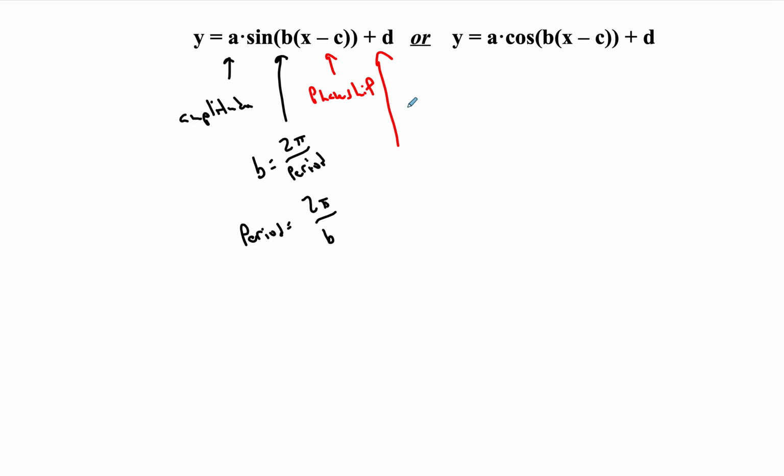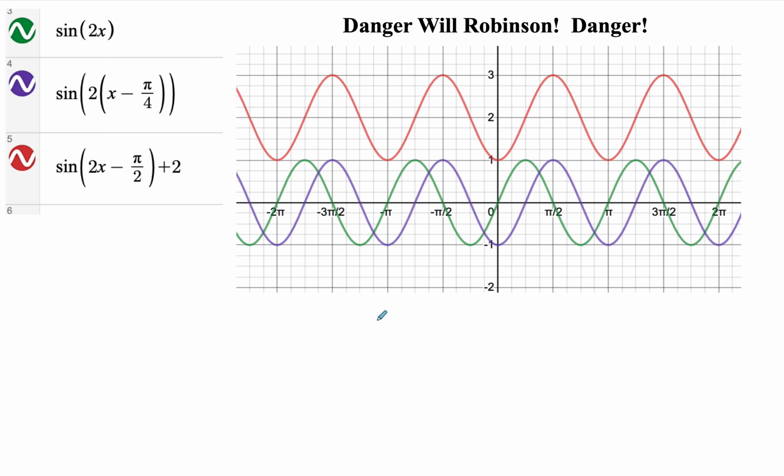And last but not least, D represents the vertical shift, aka the midline. Or depending on what we're measuring, it could be the average. Okay. So if you think about averages, like an average temperature, it's going to have some variation in there. The average would be the middle, or the midline of that. Okay. So some things to remember.